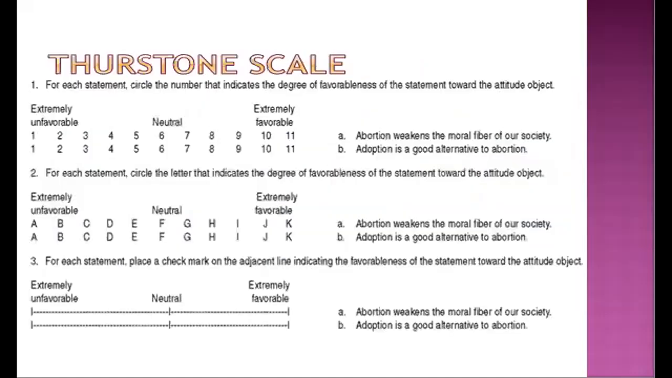Next is the Thurstone scale. Thurstone scale uses a technique that assesses the extent of agreement among a group of judges about the proposed items for the scale. So there are two categories, the A and B, and there are numbers that would indicate the answers of the respondents. It could be numbers, it could be letters, or it could also be the line.